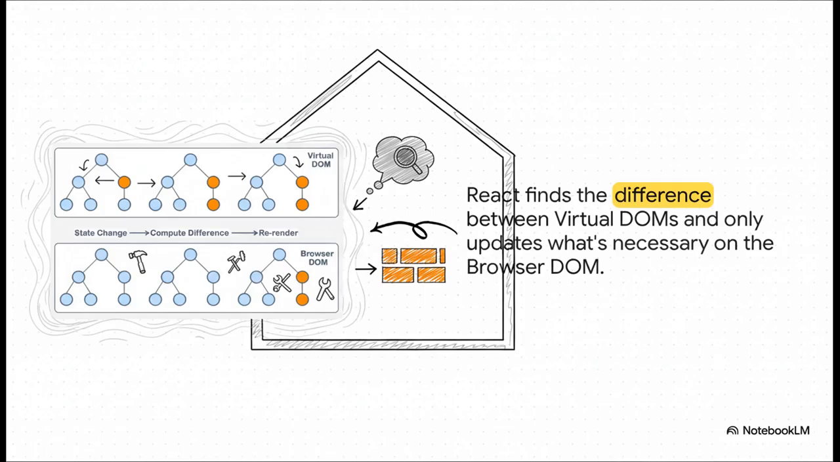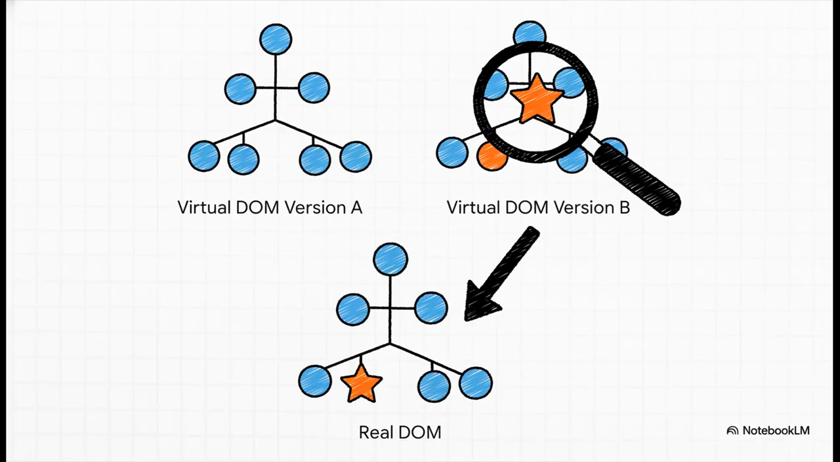It's like being a master renovator. Instead of rebuilding the entire house, React just figures out which single brick needs to be replaced. This whole super efficient process of comparing the differences and updating the real page, well, it has a name: reconciliation. And that is the absolute core of React's performance. It's the reason why React apps feel so incredibly snappy and responsive.